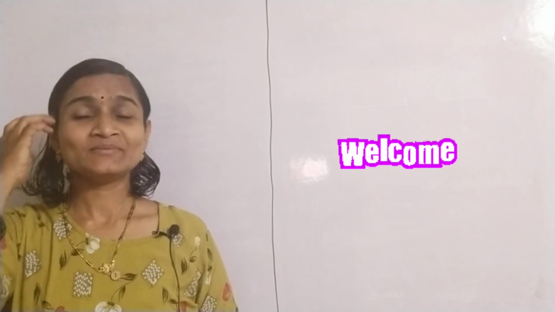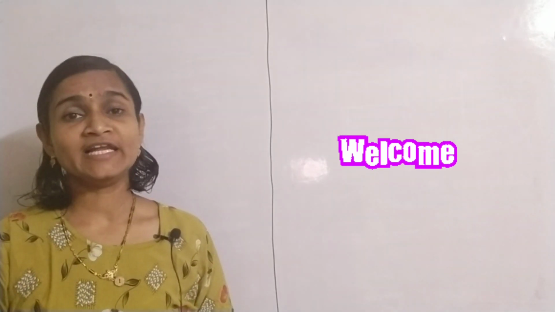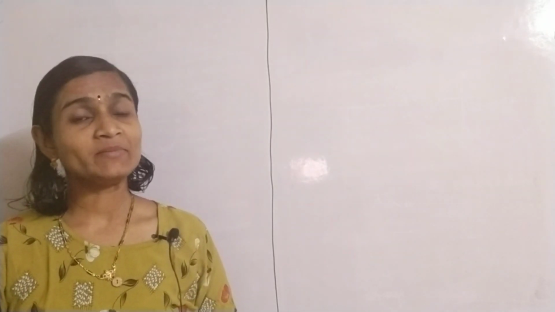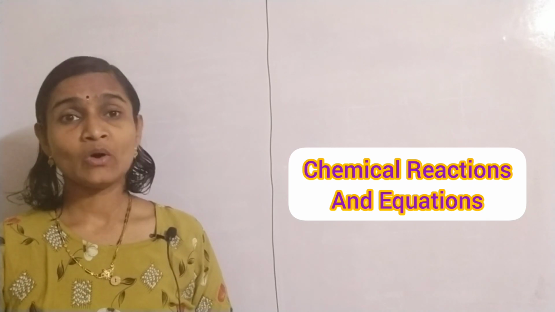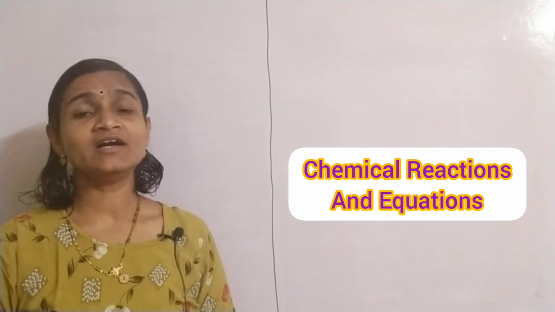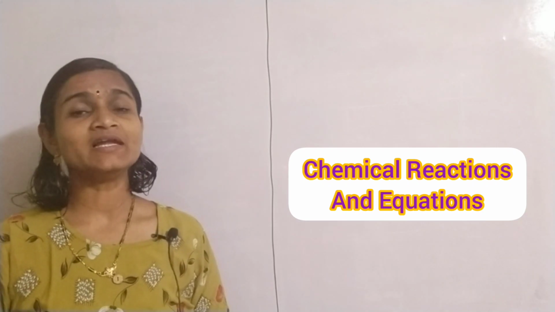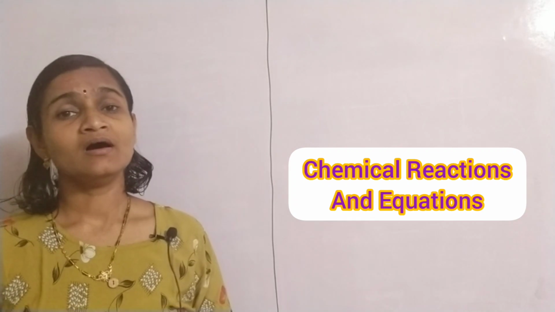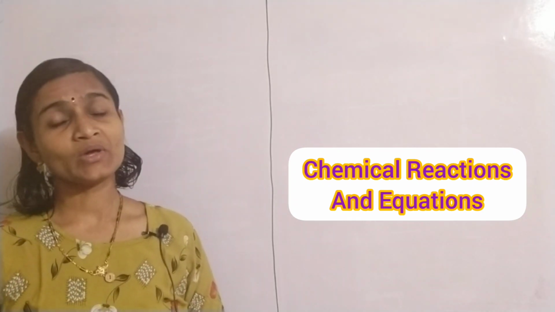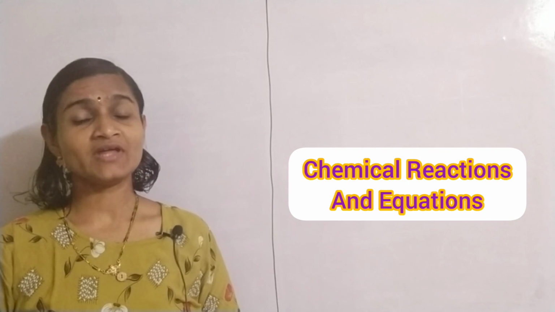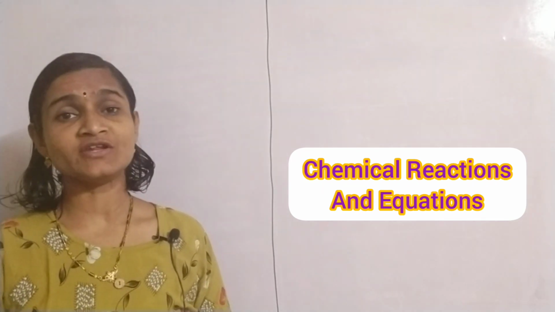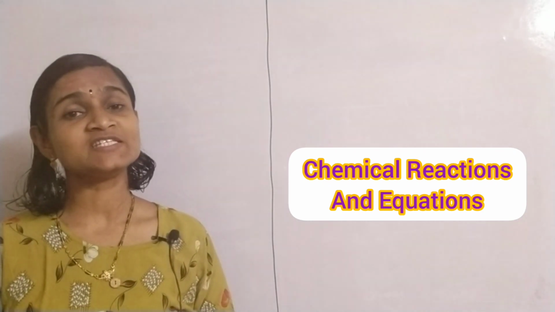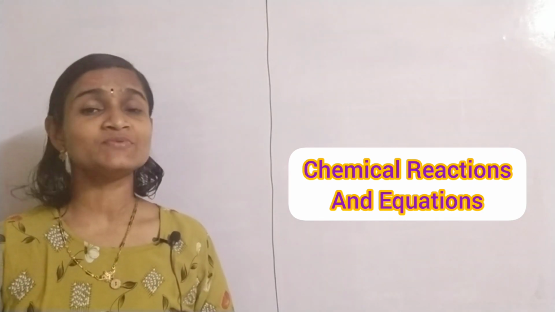Yesterday we learnt certain concepts from the topic of chemical reactions and equations. In the previous video we learnt part 1 of this chapter, in which we covered types of chemical changes. The first type is chemical combination reactions. We also covered chemical decomposition and chemical displacement reactions with certain examples.